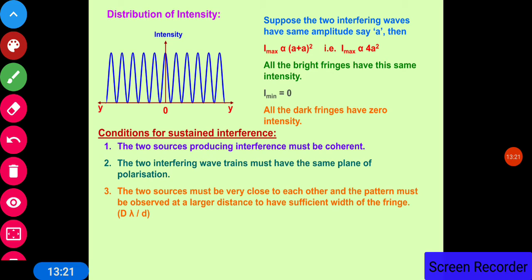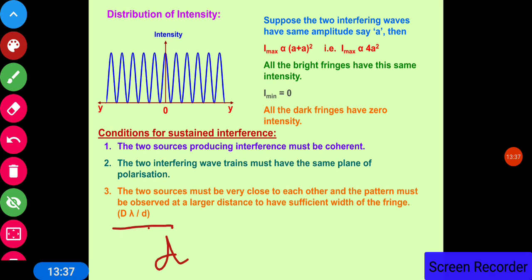The two sources must be very close to each other, and the pattern must be observed at a larger distance to have sufficient width of the fringe. So the two sources must be close, meaning d should be very small. d is the distance between the two sources.